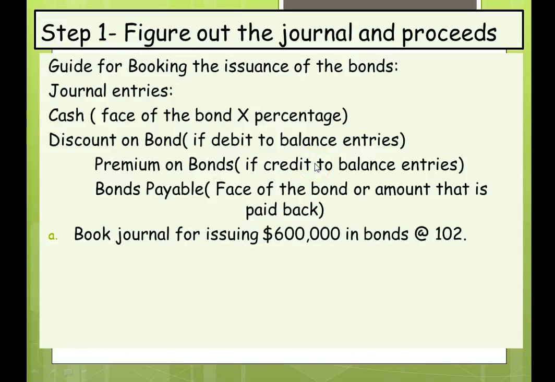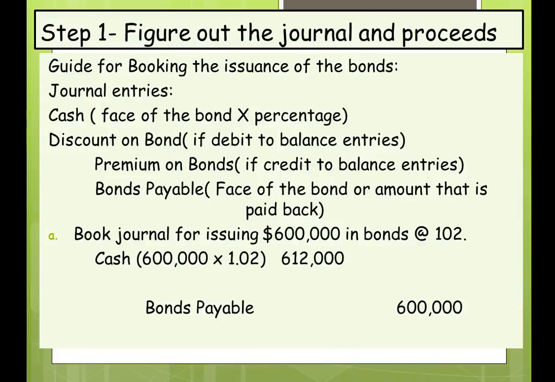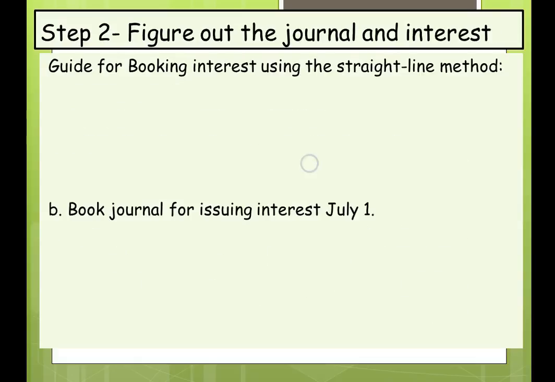Now let's take a look at booking our actual journal entry. We booked $600,000 in bonds and we received 102% of the face. So we know the bonds payable is going to be $600,000. That's what we have to pay back. The cash we received is $600,000 times 1.02, or $612,000. So what we have to do is credit it, which means we have a premium on bonds. Also, what that means is that our interest expense is going to be less than the amount we paid.